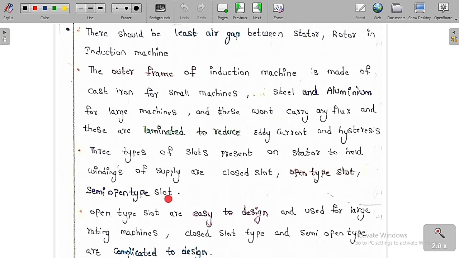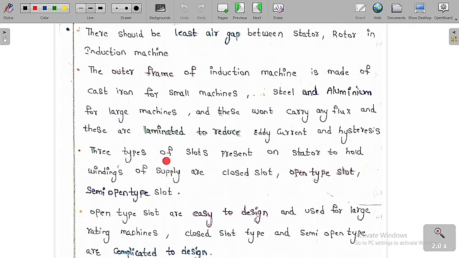Three types of slots present on the stator to hold the windings of supply are the closed slot, open type slot, and the semi-open type slot. I have told each and everything in the induction machine, and I have also done the comparison of each already. So these are the three types of slots present on the stator to hold the supply windings.